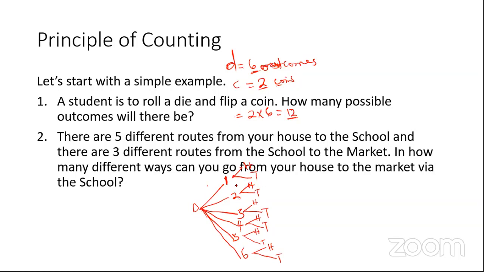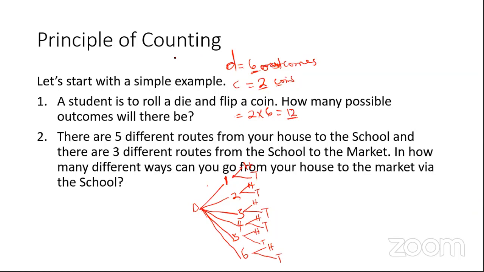Okay, so that is what you mean by the principle of counting. Let's apply it to question number 2. It said there are 5 different routes from your house to the school, and there are 3 different routes from the school to the market. So how many different ways can you go from your house to the market via the school? So you get it, via the school.